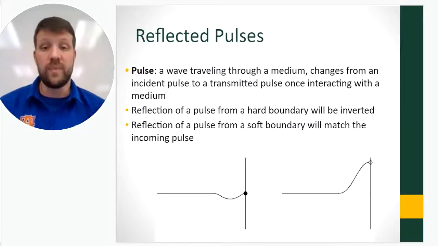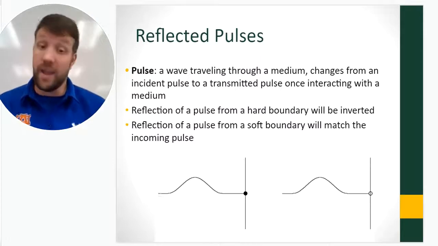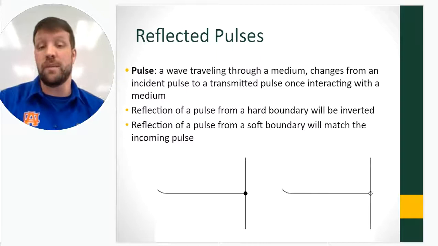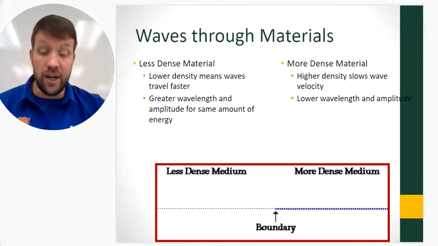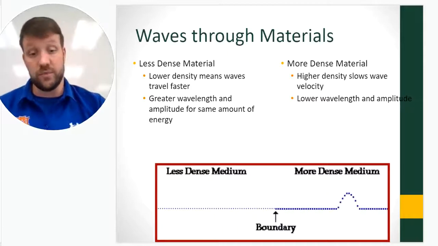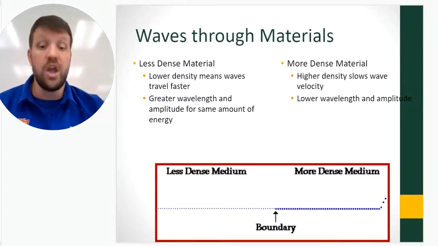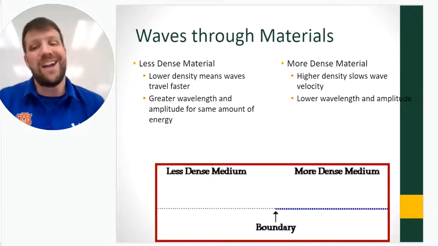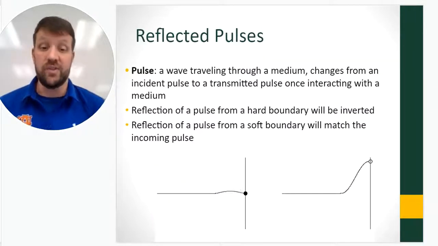Okay. Now, reflected pulses. I mentioned I would get back to this in just a sec. A pulse is a wave traveling through a medium, and it changes from an incident pulse to a transmitted pulse once it interacts with the medium. And we saw that right here once it hit the boundary right there. Okay? It goes from an incident, the one on the left, to reflected once it hits that boundary. Okay? Some of that energy is being transferred. Not quite all of it because there's a little bit of the pulse still coming back. And that's what we're seeing here as well.